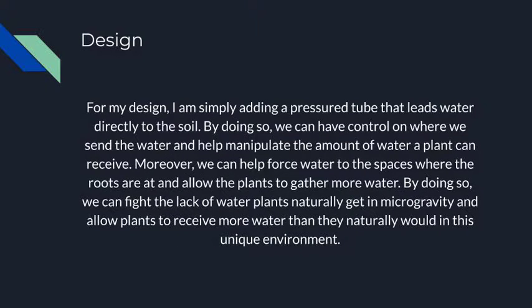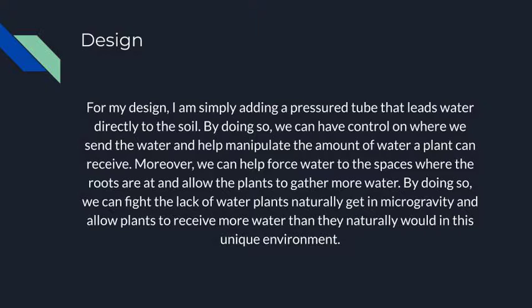For my design, I am simply adding a pressure tube that leads water directly to the soil. By doing so, we can have control on where we send the water and help manipulate the amount of water a plant can receive. Moreover, we can also control the amount of force we're sending into the spaces where the roots are and help the plants gather more water by doing so.